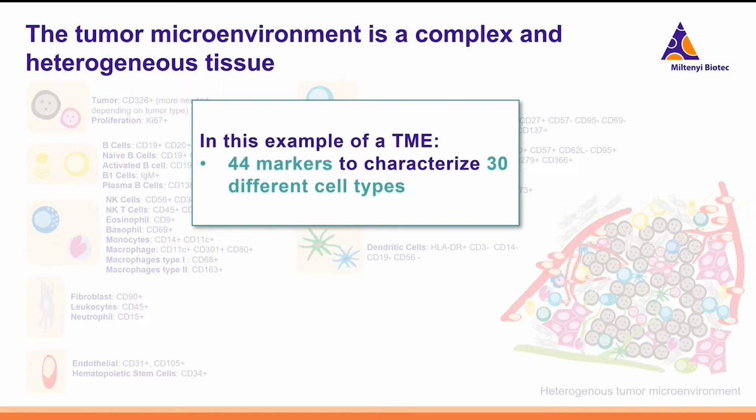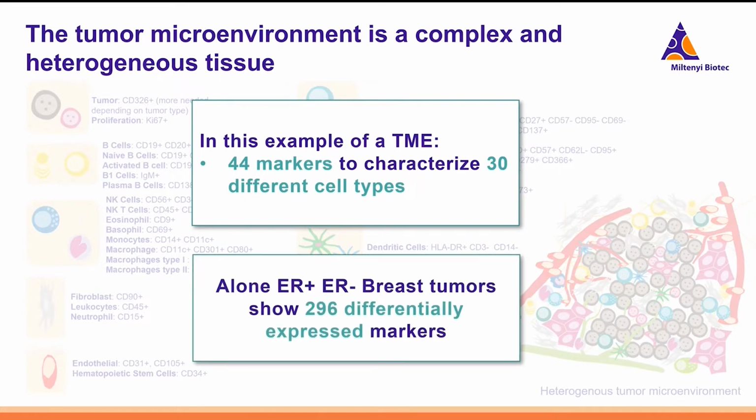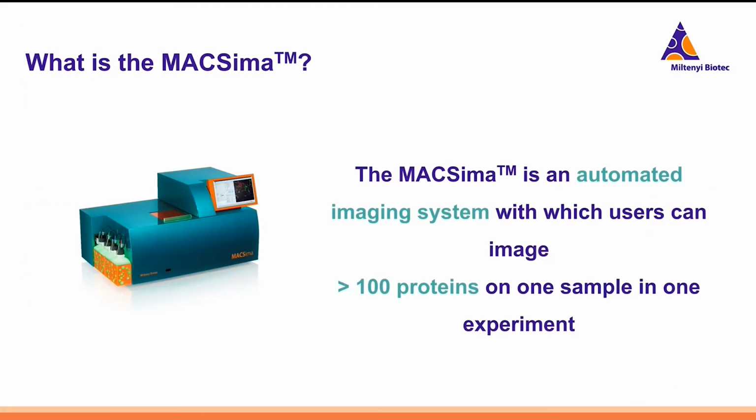Now, as another example, and this comes from literature, there was a study showing that estrogen receptor positive versus estrogen receptor negative breast tumors showed almost 300 differently expressed markers. And this also hints at the need that we have to have so much more information when we are analyzing our samples. And for that, I'll be introducing you a little bit to our MACSima Imaging Platform.